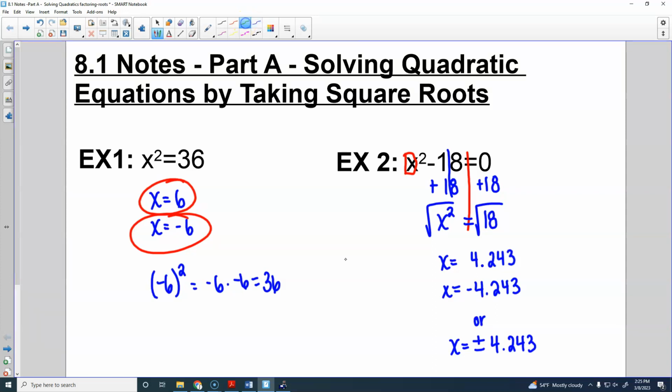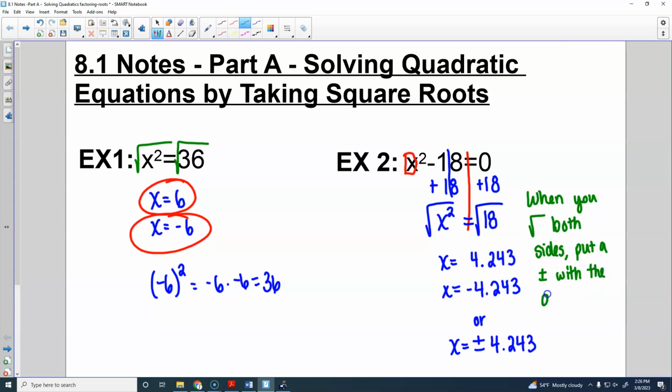So let's make ourselves a note right here. Whenever we take the square root of both sides, essentially that's what we were doing over here. It was just a really easy square root. The square root of 36 is 6, right? When we take the square root of both sides, we need to have a positive and negative that goes with our answer. So when you square root both sides, put a plus or minus with the answer.